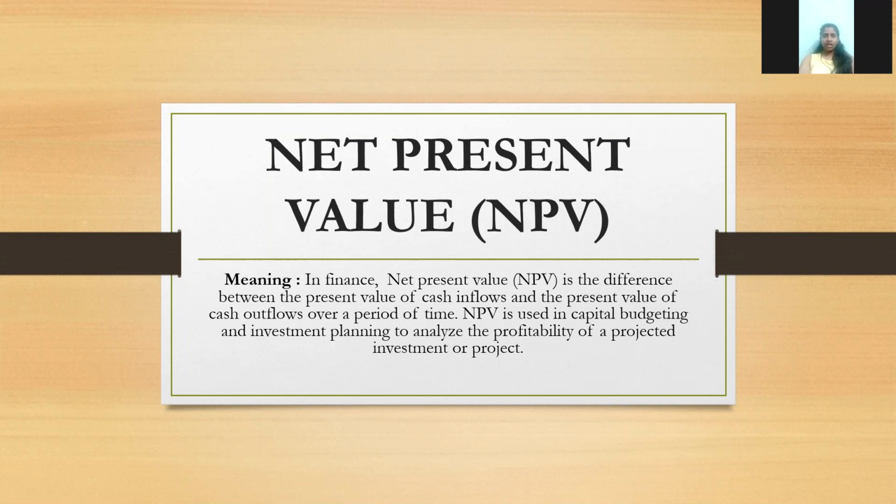In finance, NPV is the difference between the present value of cash inflows and the present value of cash outflows over a period of time. NPV is used in capital budgeting and investment planning to analyze the profitability of a projected investment or project.